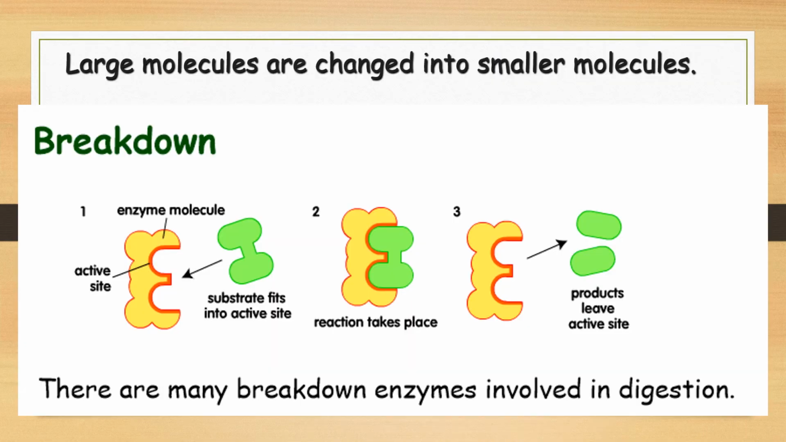So your larger molecules change into smaller molecules: your substrate is really large and then it gets broken down into a smaller product. That would be called a degradation reaction. You could draw a picture of the steps 1, 2 and 3. You've got your active site, your substrate fits into your active site, your reaction takes place, and then your smaller product leaves the active site.